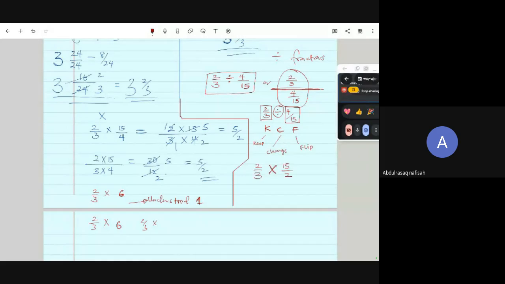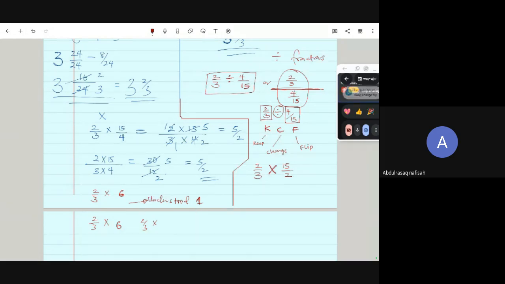Keep, change, flip. I want somebody to type that in the chat. Keep, change, flip. Thank you.